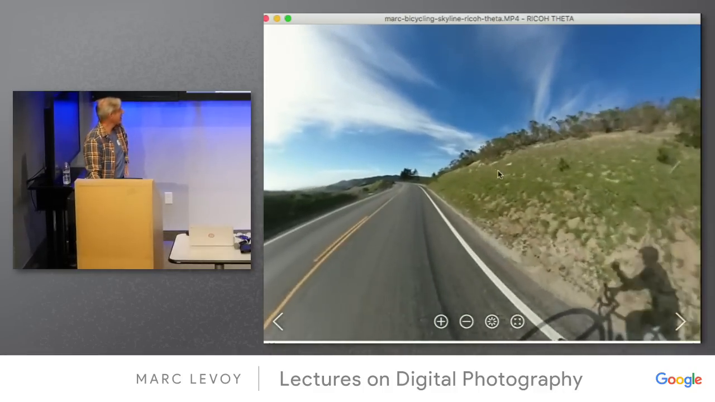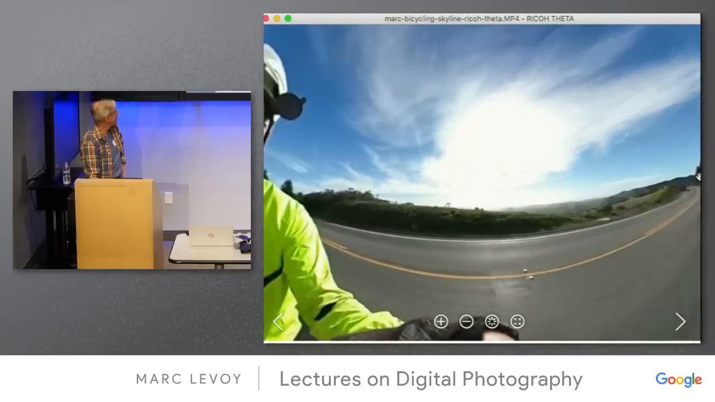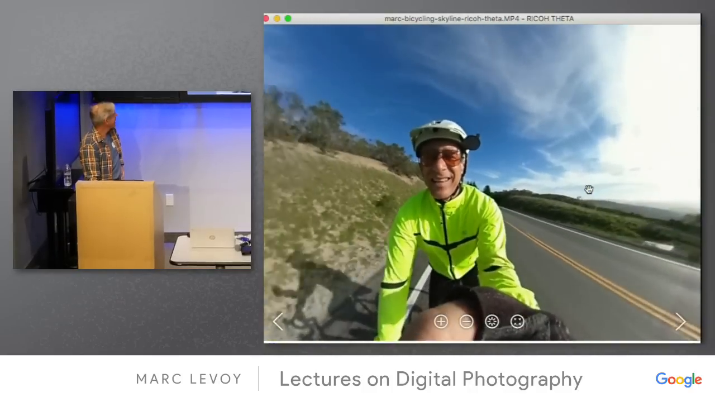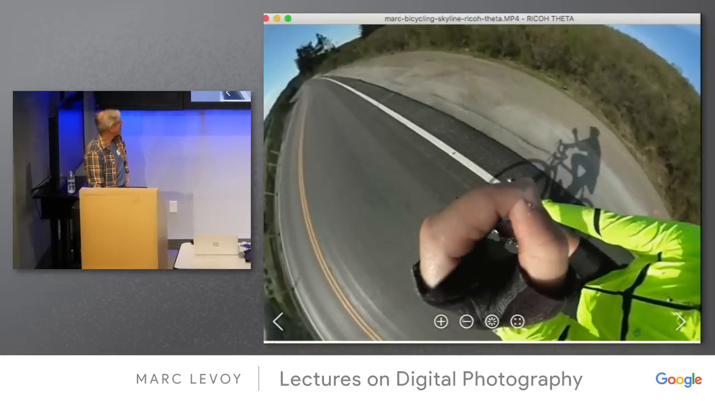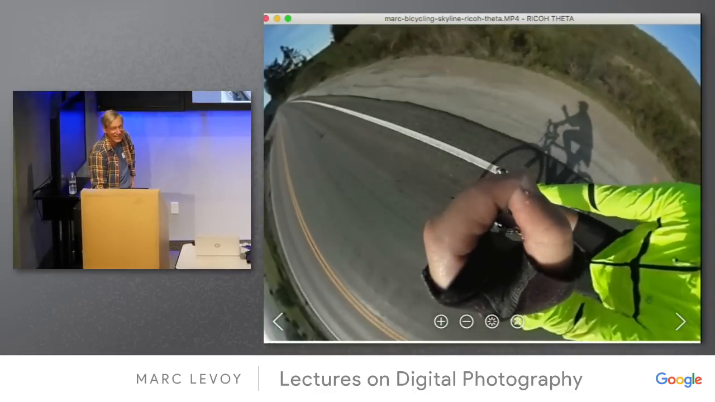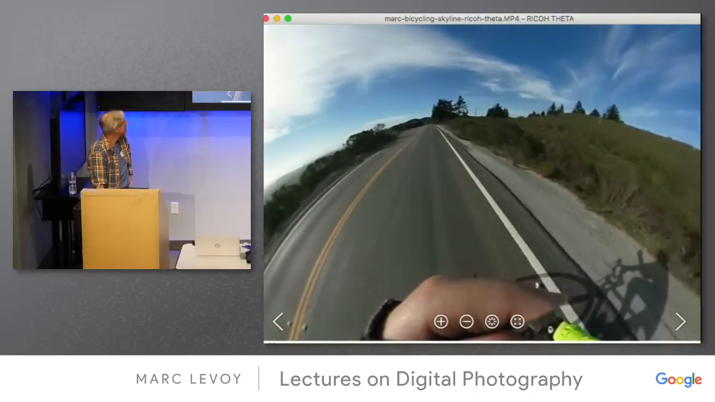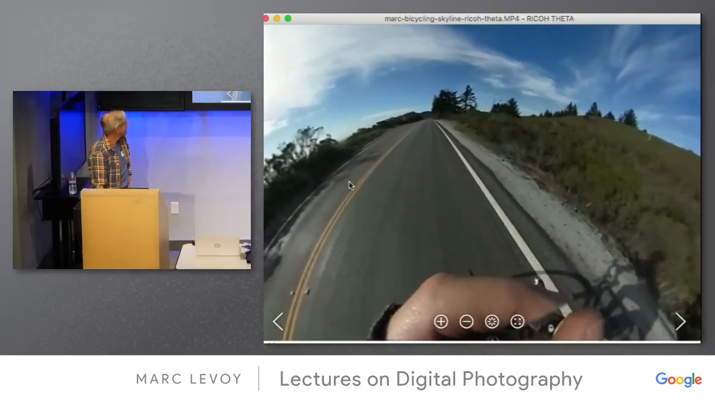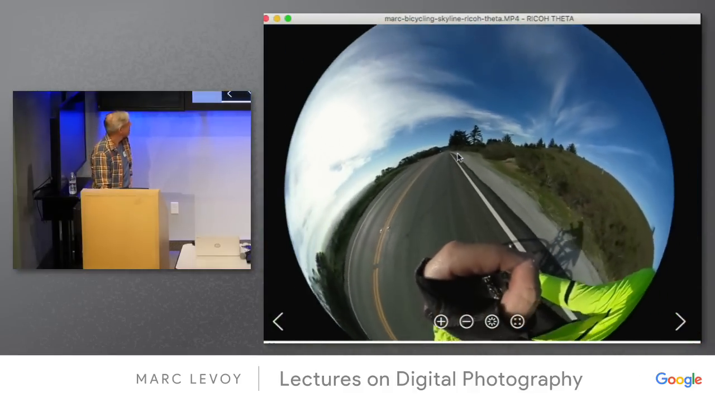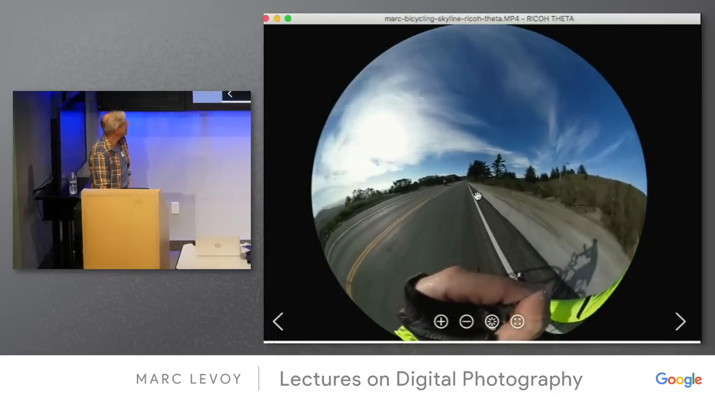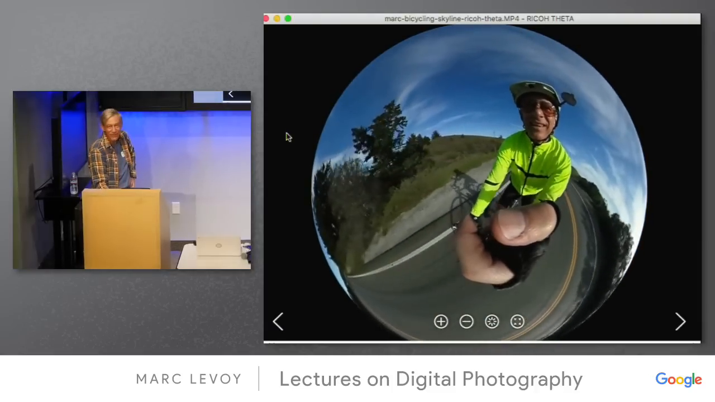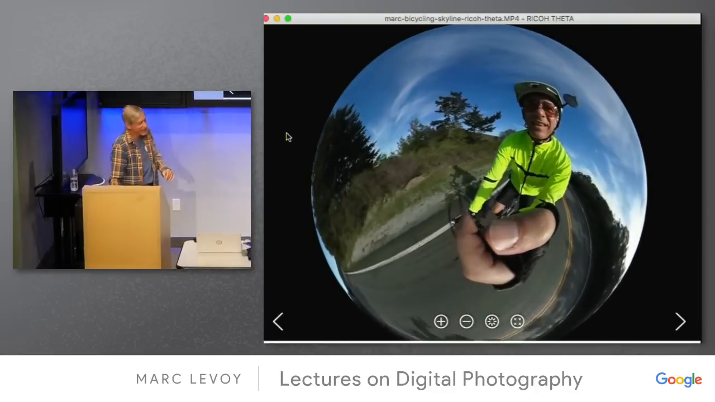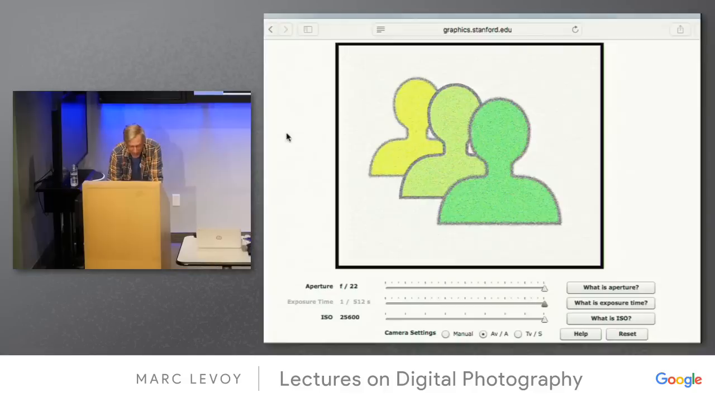So there I am bicycling on Skyline, holding it in front of me. There I am. So here I am holding it. And here's the small world. Isn't that fun? It's a fun camera. You should all go out and buy one and play with it.